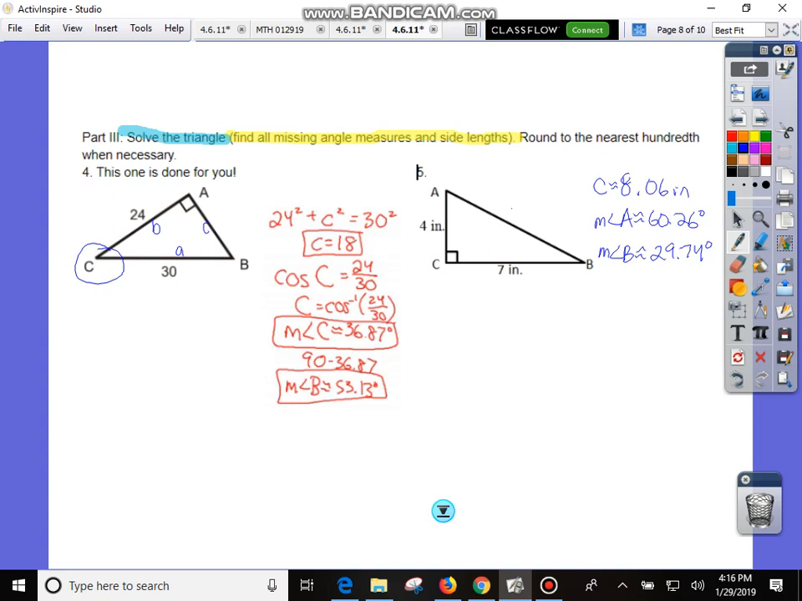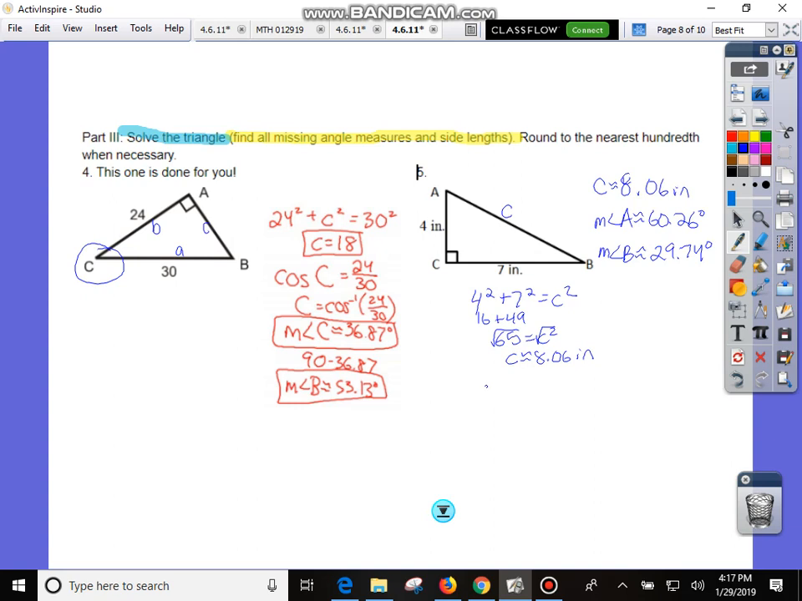So I found little c first, which little c was here. I set up 4 squared plus 7 squared equal to c squared. 16 plus 49 is going to give us 65 equal to c squared. And we can take a square root of both sides to get c to be approximately 8.06 inches. To the nearest hundredth is where I'm rounding everything. So that's my first answer there.